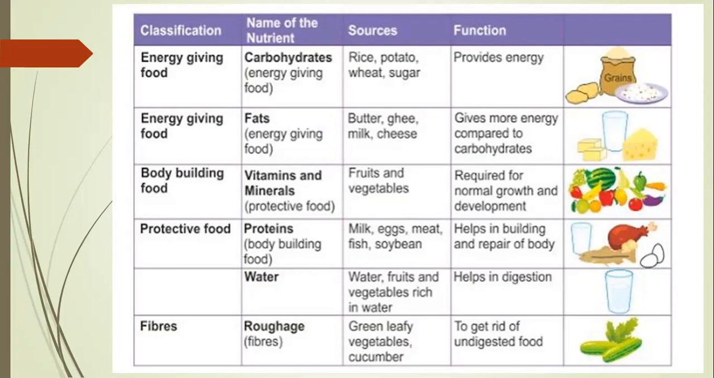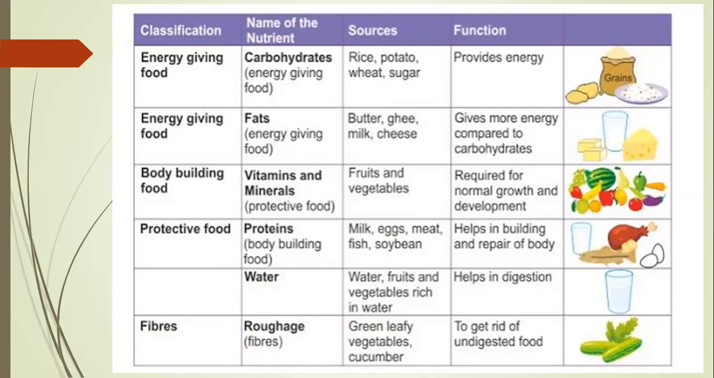Again, the next one is energy giving food, that is fats, but it gives more energy than the carbohydrates. Once the carbohydrates are drained out from your body, then the fat starts its work. It is stored in your body. So what are the examples of fats? That is butter, ghee, milk, cheese, and all the dairy products. It gives more energy compared to the carbohydrates.